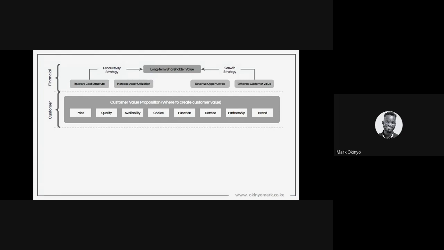So you want to ensure that whatever strategy you decide to do, whether it's a productivity strategy or a growth strategy, it is targeting the right value elements for your customer, based on the reasons why they joined your business in the first place. Does that make sense?